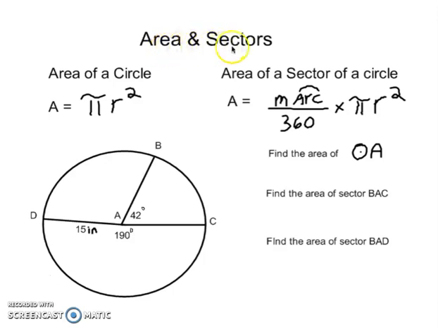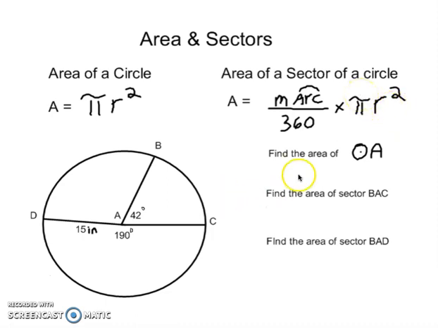These are our notes on area and sectors. Area of a circle, the formula for that is area equals pi r squared. Area of a sector of a circle, here's your formula for that. Area equals measure of arc over 360 times pi r squared.